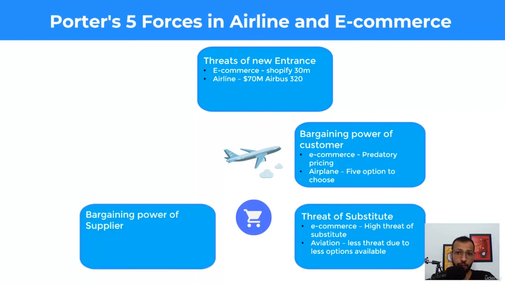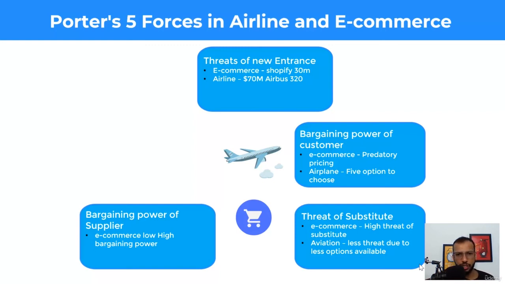Then you have bargaining power of supplier. So obviously in airline, you only have 2 commercial carrier manufacturers, Boeing and Airbus, and you may not have so many options. So all these airline companies have such a limited choice in their hand. In terms of bargaining power, e-commerce has low bargaining power, because if Shopify is increasing their price, obviously you can always choose WooCommerce or Squarespace, or maybe Wix. You can choose any platform you want.